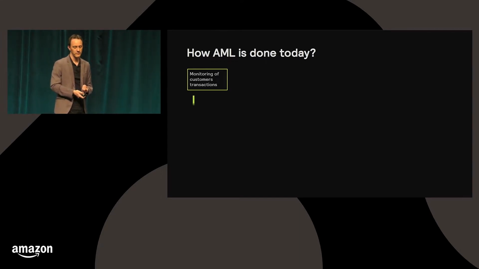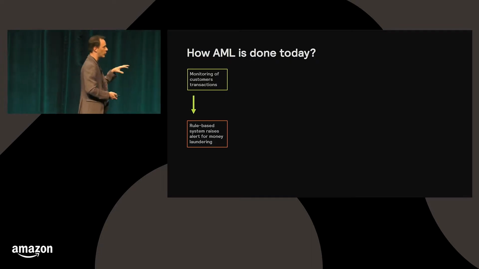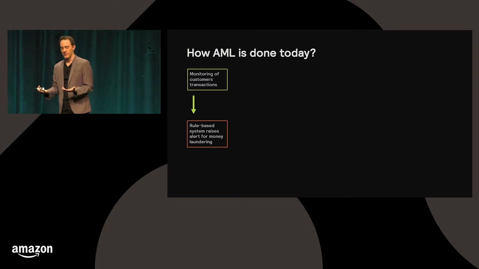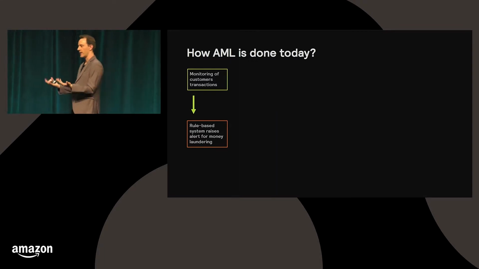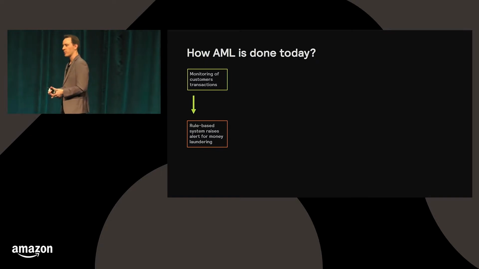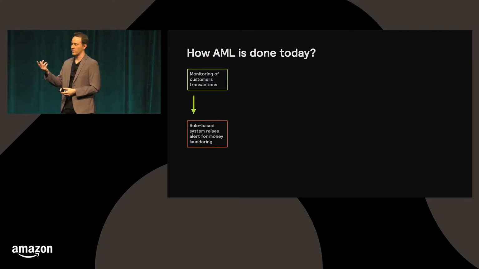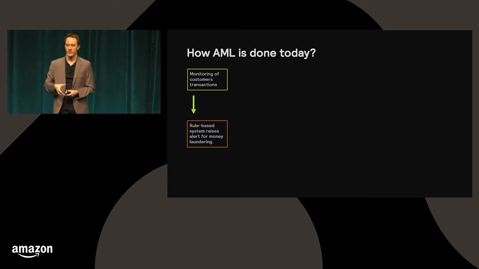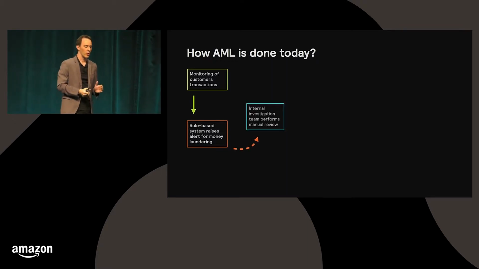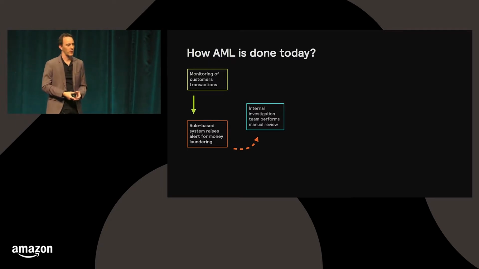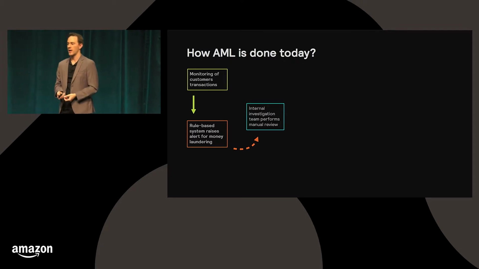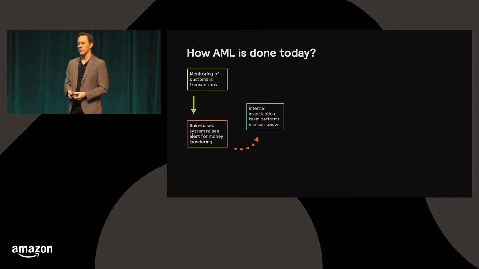It goes through a rule-based system, which is going to raise an alert for money laundering if it finds something, like, for example, what we mentioned previously, the threshold of $10,000 on a single transaction. This could just raise an alert. This alert will go to an internal investigation team. It's going to perform a manual review. It's a team of subject matter experts capable of analyzing those alerts.